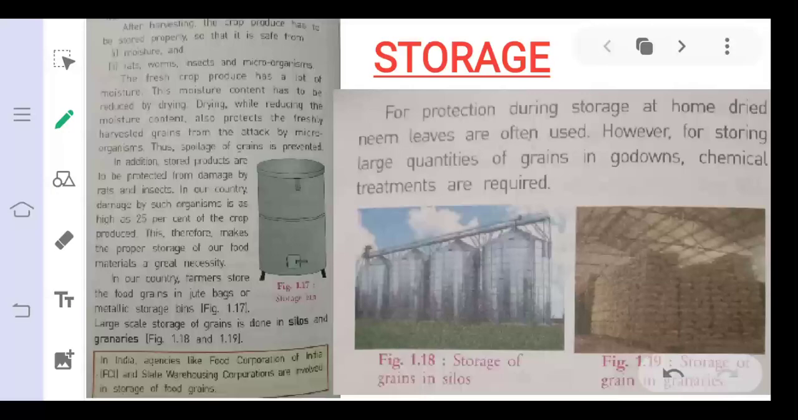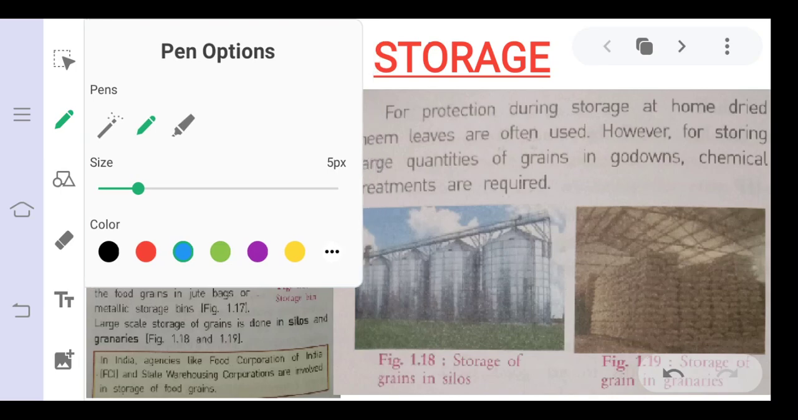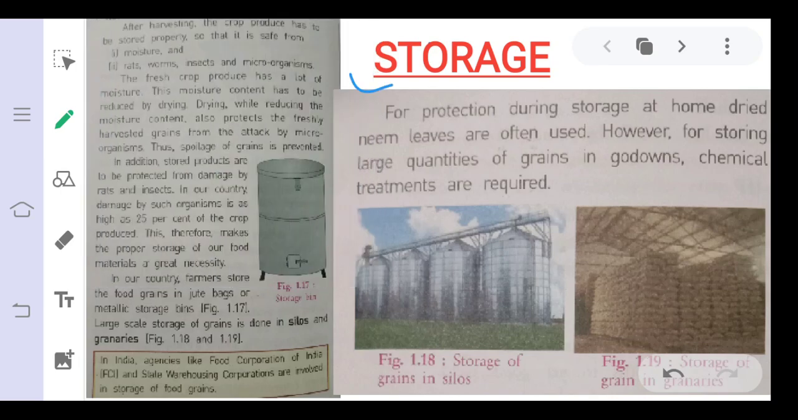Now, after winnowing, we have our grains. That grains should be stored. Why is this needed for storage purpose? Because this stored grain can be used for our future use. So this storage process is important for us so that we can utilize this stored food for our future use. So before storing these grains, we should follow certain things.